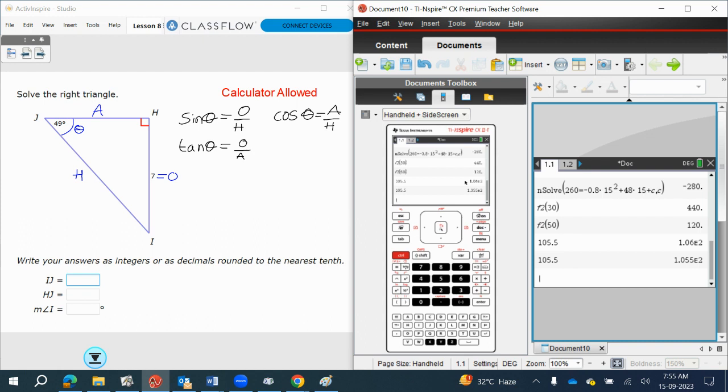However, 360 is a very divisible number. It's divisible by 2, by 3, by 4, by 5, by 6, by 8, by 9, by 10, by 12, and it goes on and on. It's a really divisible number. So they're like, this is a sensible number to use.